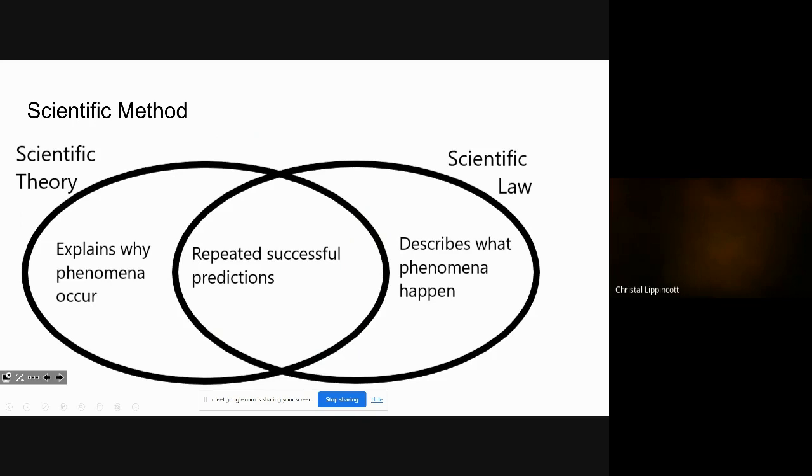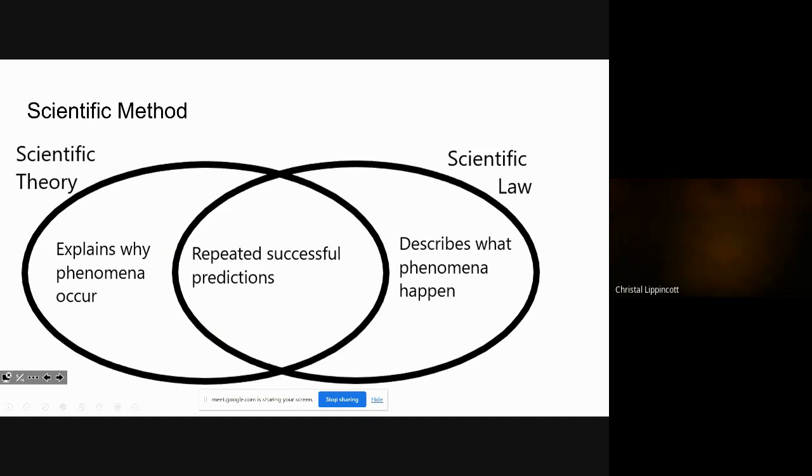Do we know if that actually occurred? We got a lot of evidence to support it, but can we go back in time and actually see it happen? No. Scientific law then describes a phenomenon that will happen, and this you can observe.